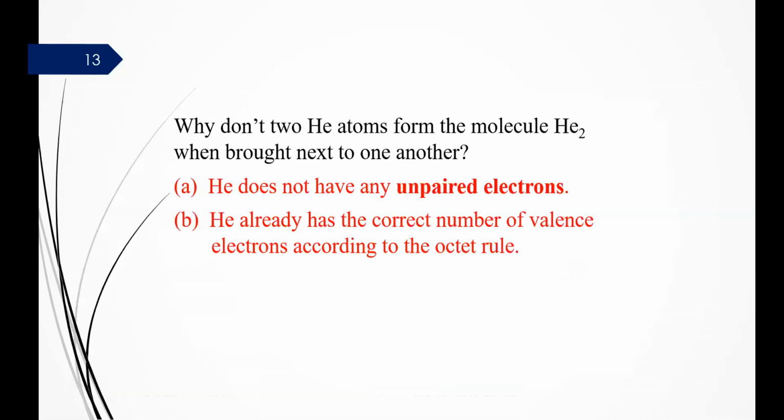Our next question is, I put up the answer here, but we would have been talking about why don't 2 helium atoms form the molecule He2 when brought next to each other? And when we look at that, helium doesn't have any unpaired electrons. Helium is in a duet. It only needs 2 electrons in its outermost ring. And so it's got the correct number of valence electrons according to the octet rule. And so it's not going to go out there and create a new bond with another helium atom because it already has all of the electrons it needs.